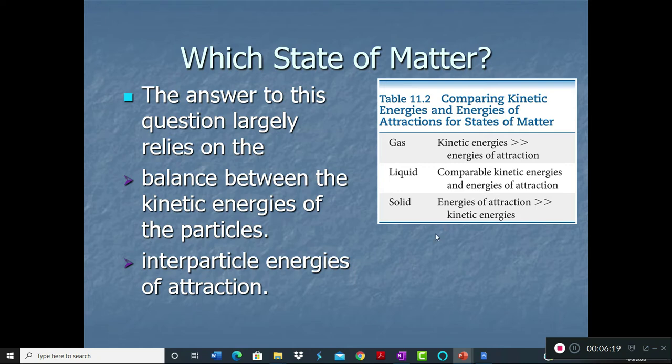It's all about relative amounts of attraction versus energy. If the molecules have more energy than the attraction, then they're going to be in the gas state. If the attraction is significantly greater than the kinetic energy, then they're going to be in a solid state. And if they're close to one another, a nice balance, they're going to be in the liquid state.